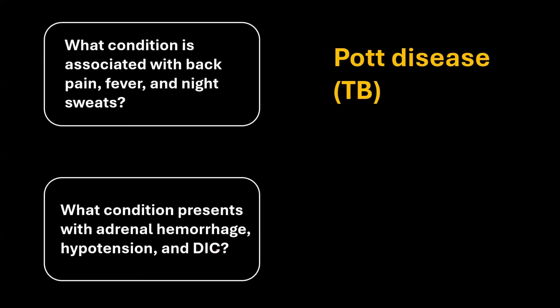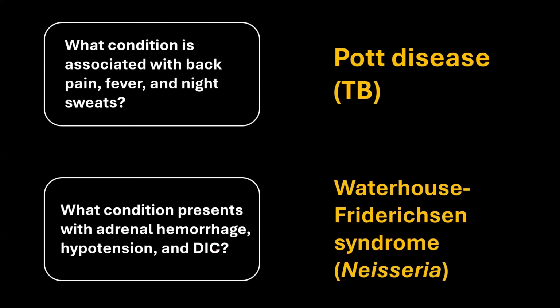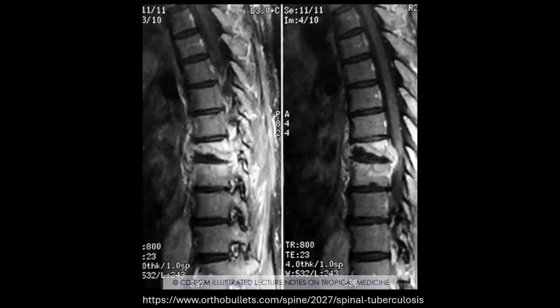What condition presents with adrenal hemorrhage, hypotension, and DIC? Specific name, and the bug as well. Yeah, nice. Waterhouse-Friderichsen, associated with Neisseria meningitidis. Okay, here's a picture of Pott's disease. So this is TB.